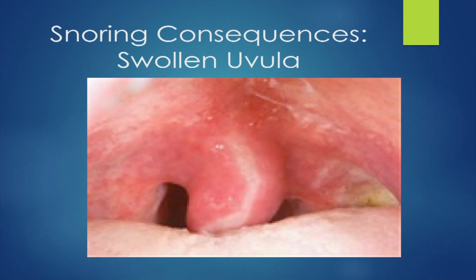The presence of a swollen uvula may not indicate an upper respiratory infection. This could be a risk factor for sleep disordered breathing. The vibration of snoring also can cause the uvula to become edematous. So don't let this fool you.